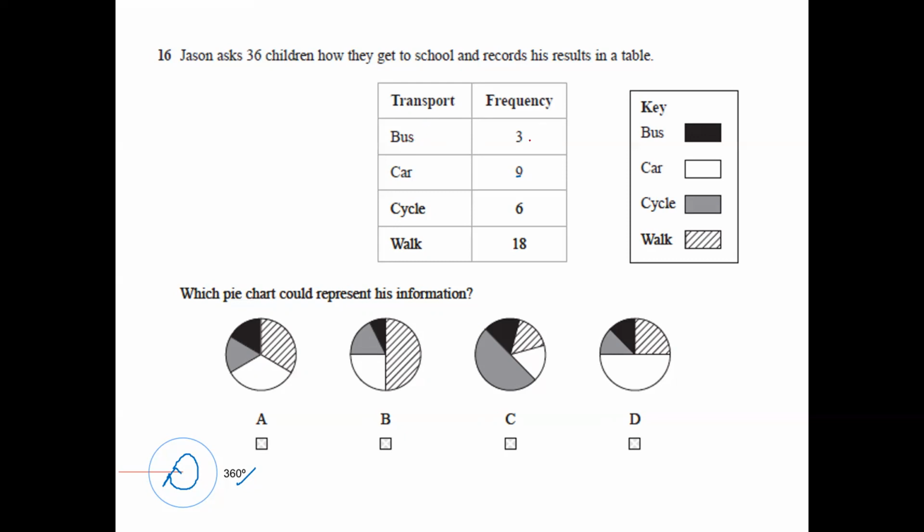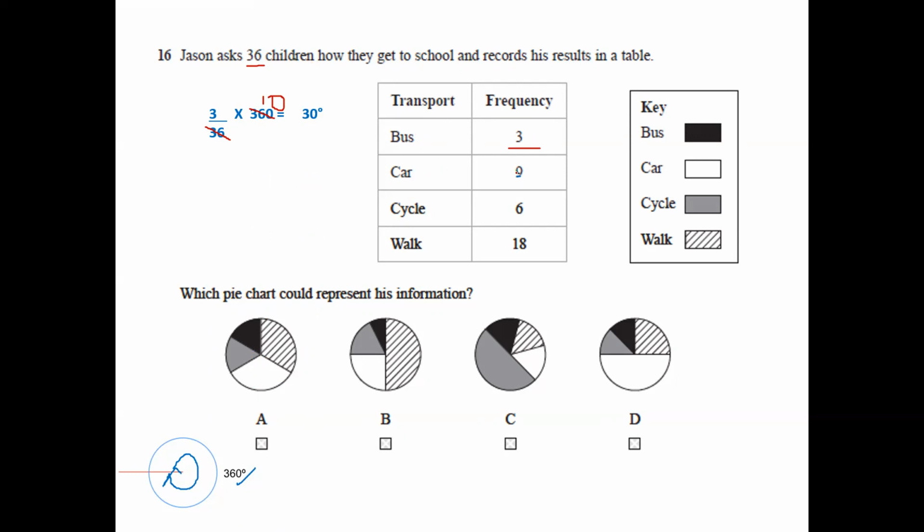So out of 36 children, 3 children are coming by bus. If so, in a 360-degree circle, how many degrees will represent the children coming by bus? So this calculation you have to make to get the answer. 360 you can divide by 36. Then 10. 10 times 3 is 30. So 30 degrees is representing the children who come by bus.